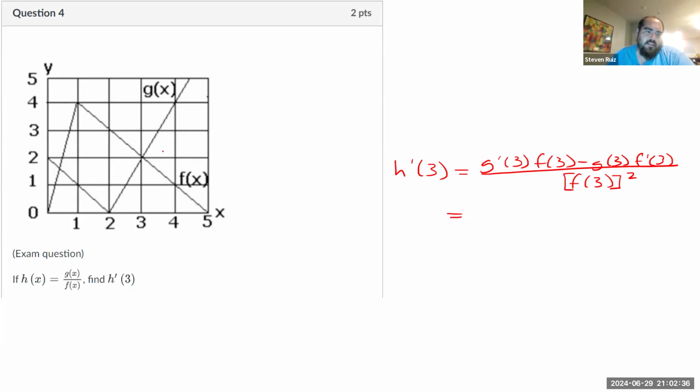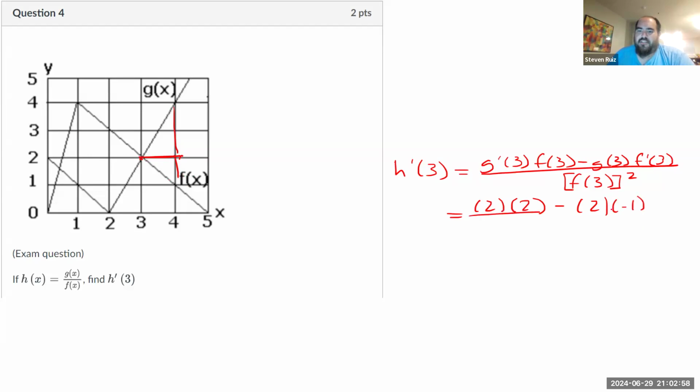What is g prime of 3? So the slope of this graph will be 2. What is f of 3? It's also 2. What is g of 3? They cross there, so that's 2. What is f prime of 3? I believe we said that's negative 1. Well, these are starting to sound familiar.